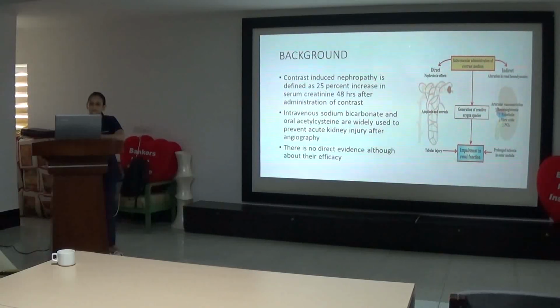As I had already said, intravenous sodium bicarbonate and oral N-acetylcysteine are widely used to prevent acute kidney injury after angiography. So is there any direct evidence for their efficacy? We have multiple randomized controlled trials. They show it has been equivocal. There have been negative reports about sodium bicarbonate. For N-acetylcysteine, it has been equivocal. Does it really help us to prevent?